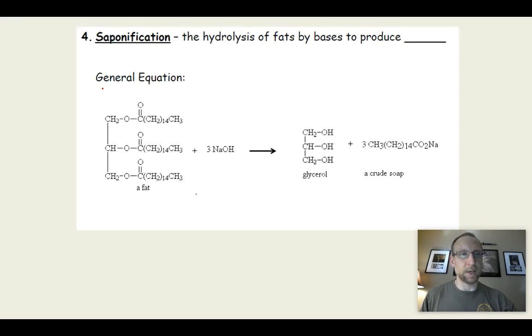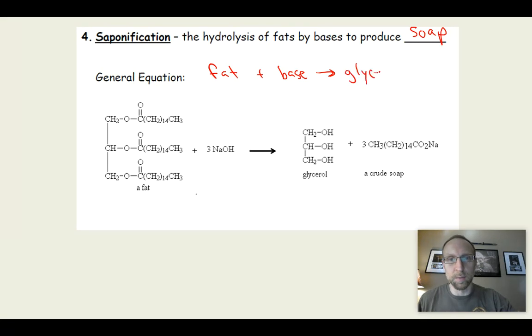So the next is saponification. And this is the making of, not sap, soap. So I don't know why they don't call it soap-ification, but that's just the way it is. So what is this? It's always going to be a fat plus a base makes glycerol, a type of alcohol, and soap. So that's saponification here, right? So here's your fat.